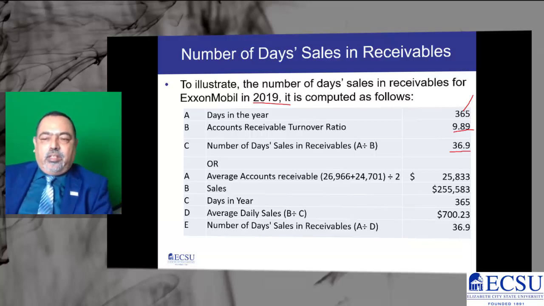Now you come to the same number using the alternative formula. That is, we start with the average accounts receivable. We had already calculated that.